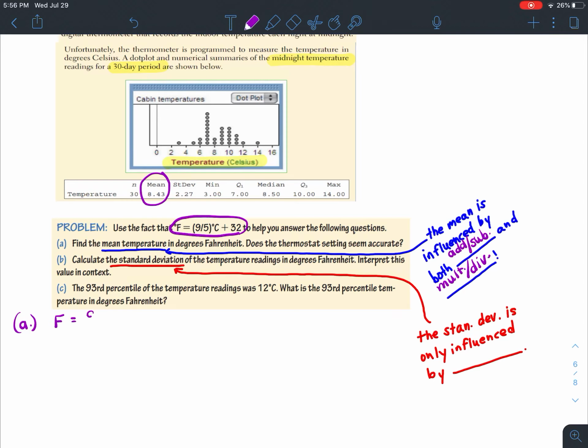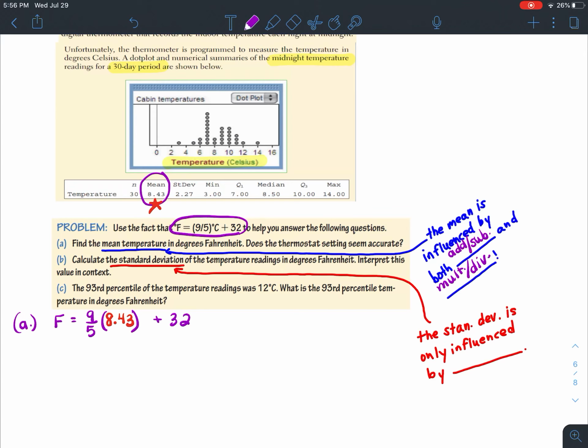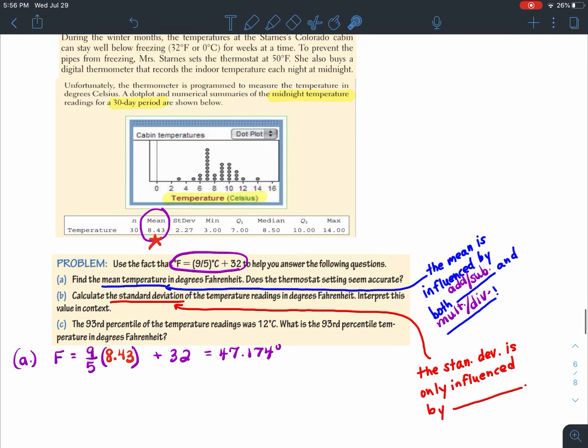So I'm basically just going to take this formula, and in the spot for the C, for degrees Celsius, I'm going to substitute the mean Celsius temperature, multiply that mean Celsius temperature by 9/5, and then add 32 to it, and I'm going to get 47.174 degrees Fahrenheit. Okay. The question is, does the thermostat setting seem accurate?